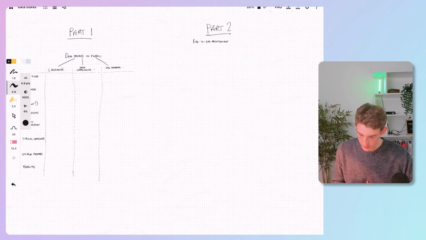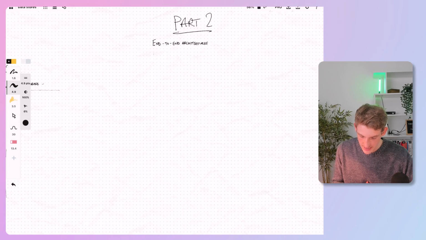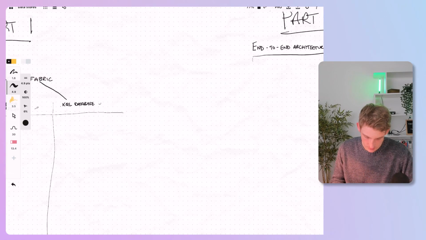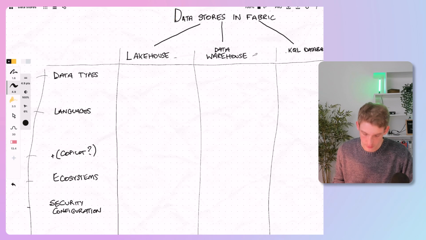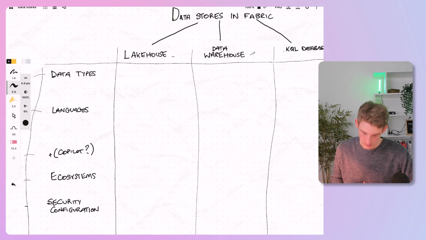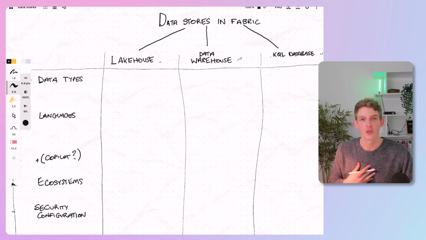And then afterwards, what we're going to do is look at some end-to-end architectures that combine these different data stores in some unique ways, depending on the requirements in your organization. So let's get started in this and talk about the data types. So we're going to be basically revising what we just spoke about earlier, just to reinforce what we were talking about. So let's start with the data types for the Lakehouse.